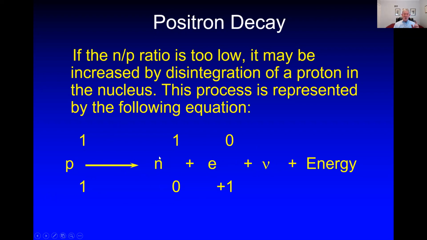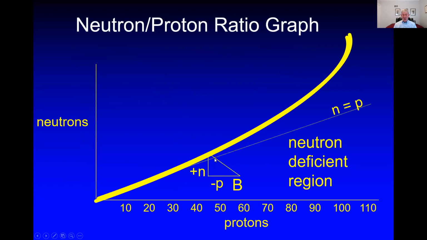So what happens to the neutron-proton ratio? Remember, positron, neutron deficient, ratio is too low. We lost the proton, gained the neutron. The NP ratio went up. We were down here at point B. We lost the proton, we gained the neutron. The ratio went up and reached the band of stability.